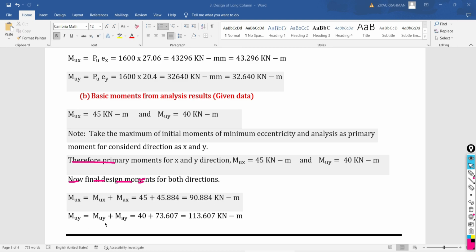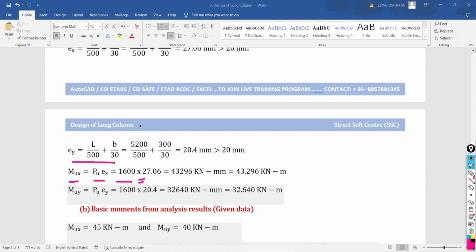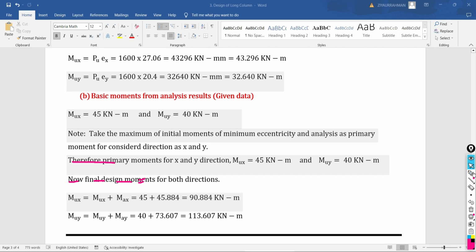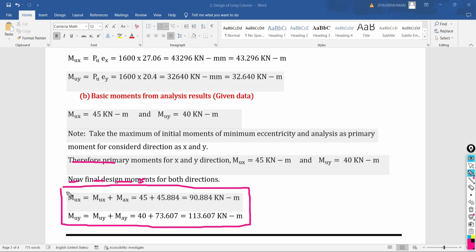Therefore, movement in y direction, basic movement plus additional movement. So 40 plus in y direction it is 73.607. I am going to put here. So final movement in y direction we are getting as 113.607 kilonewton meter. So this is the final movement for which we have to design our column in x and y direction, or about major axis or minor axis.